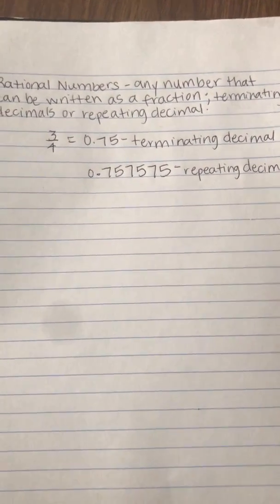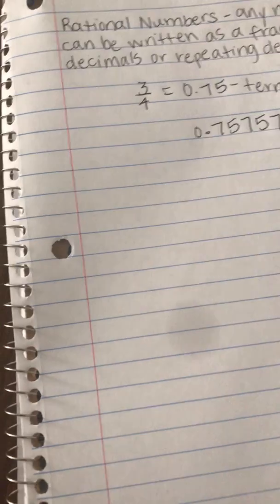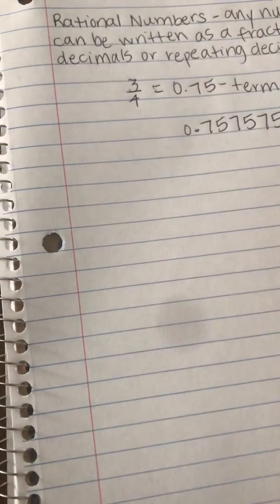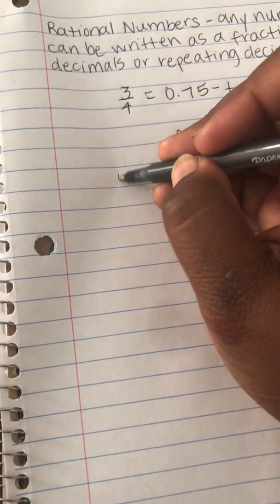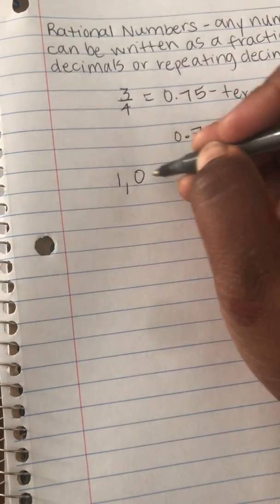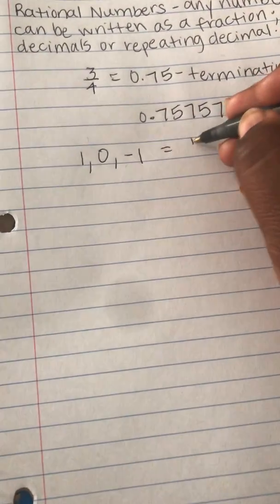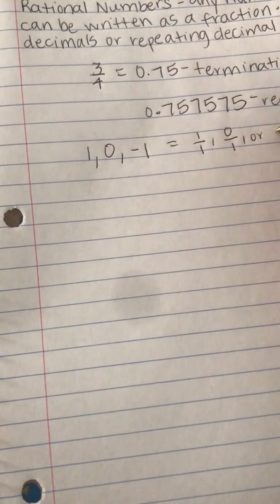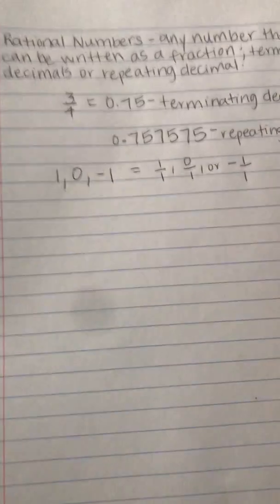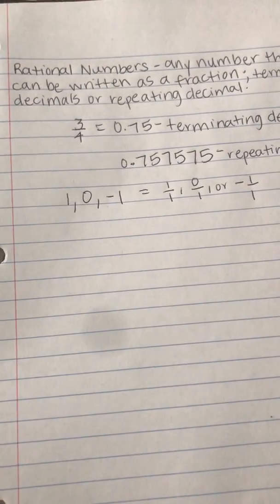Okay, so integers are also considered rational numbers, and integers include your whole numbers, 0, as well as all the negatives, and these can also be turned into fractions. Give us 1/1, 0/1, or -1/1. Okay. So these are rational numbers.